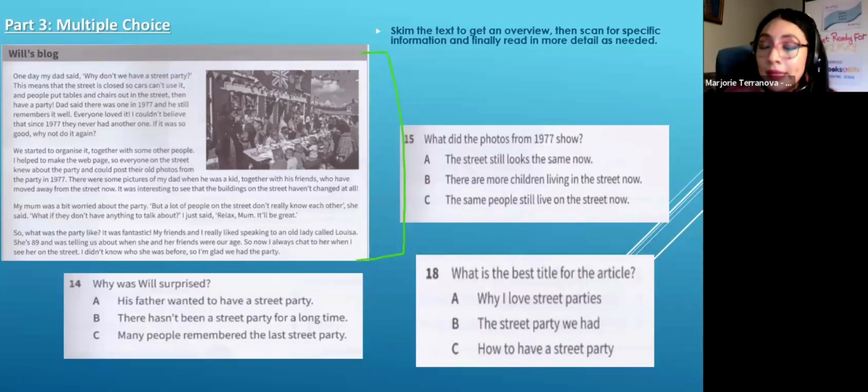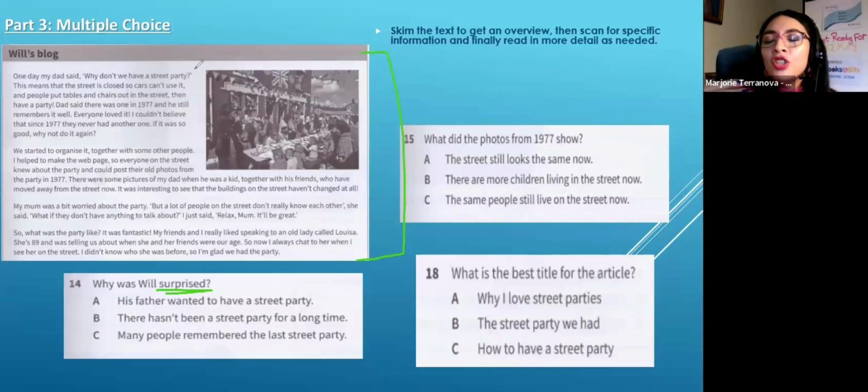But now I skim the text here. I have an idea of the text first, sorry. I have an idea. And then I go to my first question. And then I see, why was Will surprised? Okay, this is important for me. And then I'm going to start identifying where I can find the answer.